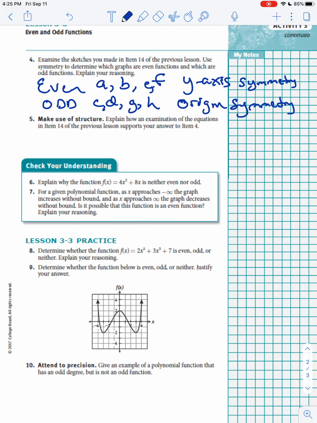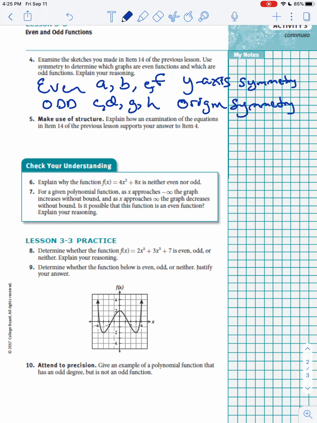So it says, explain how an examination of the equation in item 14 of the previous lesson supports your answer to item 4. Well, the even functions have only even powers. The even functions were like x to the fourth, or negative x to the fourth, x squared, negative x squared. And the odd functions did have only odd powers, like x cubed, x to the fifth, and so on.